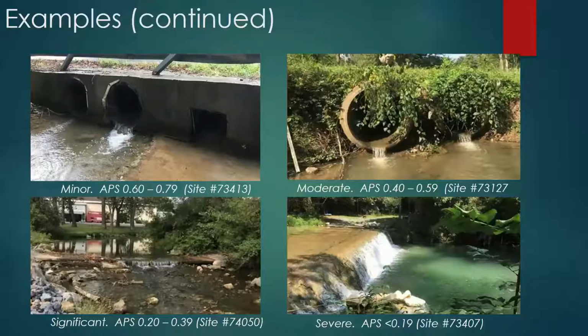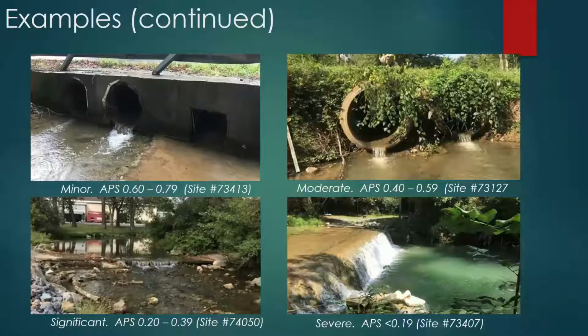Moving to the right, a moderate. This is a double culvert, and both have an outlet drop to stream grade. You can't see any substrate in either one of the culverts. You can really only see the left one in the picture. So this is an example of moderate.